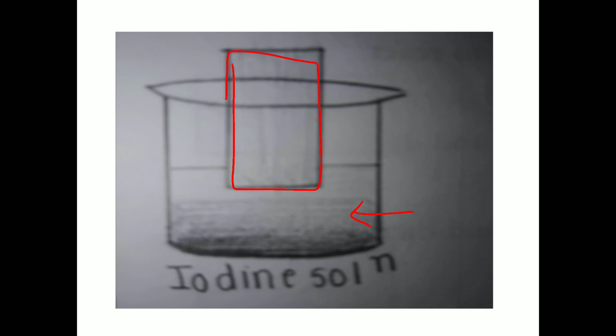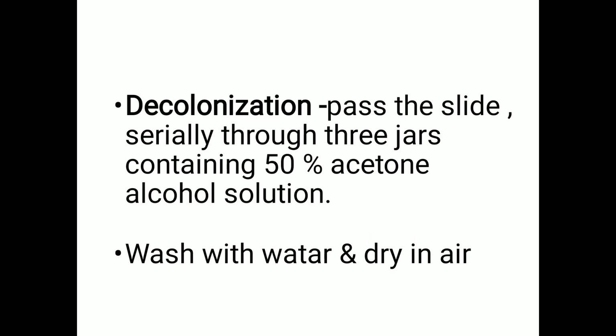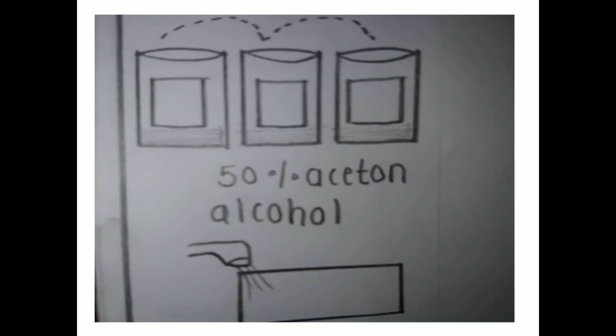After the iodine solution treatment, the next step is decolorization. How do we decolorize the smear? Pass the slide serially through 3 jars containing 50% acetone alcohol solution, and after that wash with water and dry in air. So pass the slide one time into 50% acetone alcohol solution, a second time into 50% acetone alcohol solution, and a third time into 50% acetone alcohol solution.